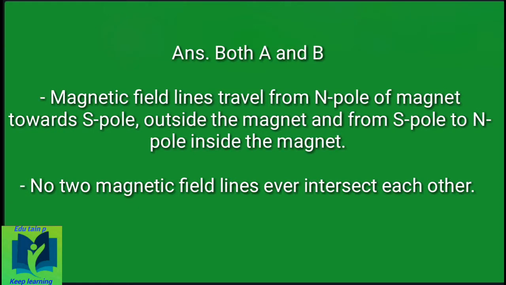Both A and B. Magnetic field lines travel from north pole of magnet towards south pole outside the magnet and from south pole to north pole inside the magnet. No two magnetic field lines ever intersect each other.